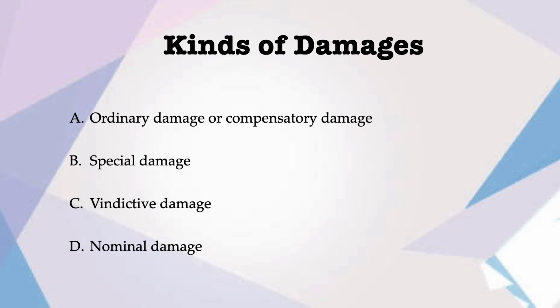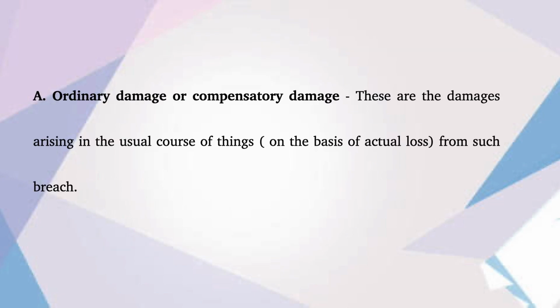One is ordinary or compensatory damage. Second is special damage. Third, vindictive. And fourth, nominal damage. What is ordinary damage? These are the damages arising in the usual course of things on the basis of actual loss from such breach. So if 2 parties enter into a contract and there is a loss suffered by the breach of contract, based on that loss, there will be a damage that he has to pay.